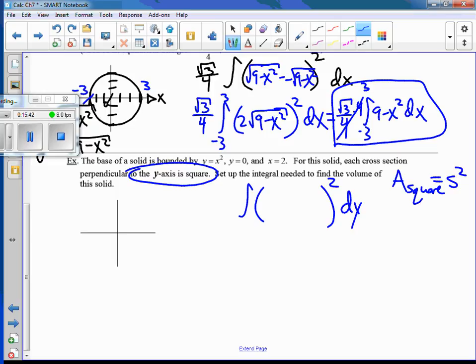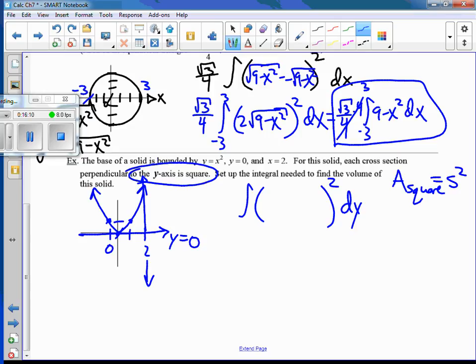Now, let's go ahead and graph it. Again, we have a basic quadratic equation, which is going to look like this. So here's our quadratic equation. Then it says that one of the boundaries is y equals 0, so that will be this, y equals 0. And then the other one is x equals 2, so that'll be here, and there it is. Okay, so there it is, x equals 2.